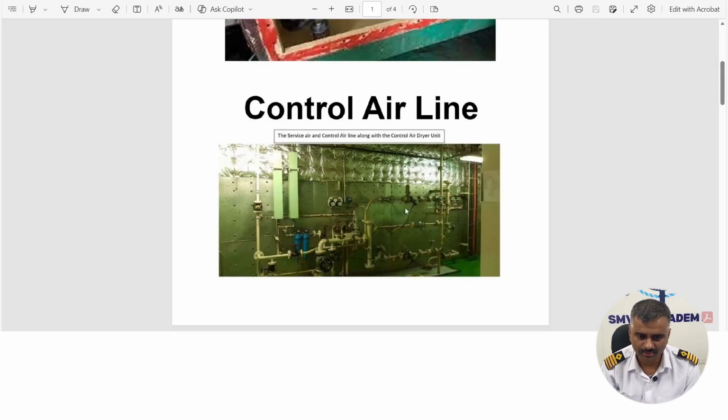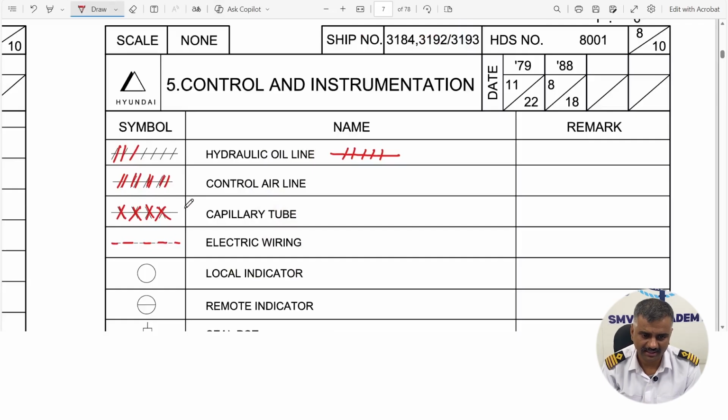For the control air line, I took this line diagram from the engine room control air diagram. You can see the pneumatic air supply line in the control air manifold. That is shown in this diagram, the service air and the control air line. This is a small line, a 7 bar line, so the line is smaller. Smaller lines are indicated with double dashes.